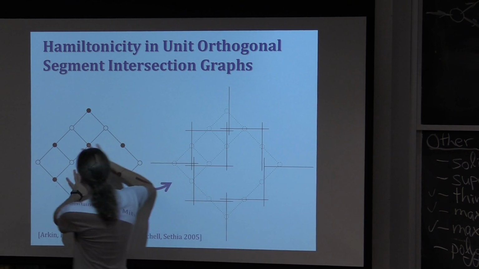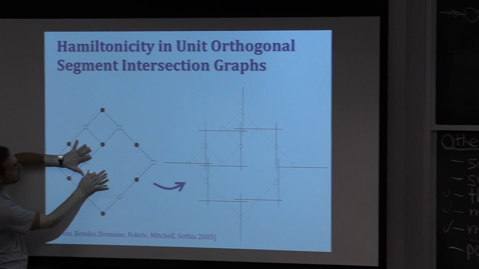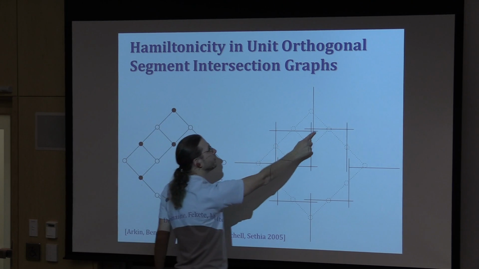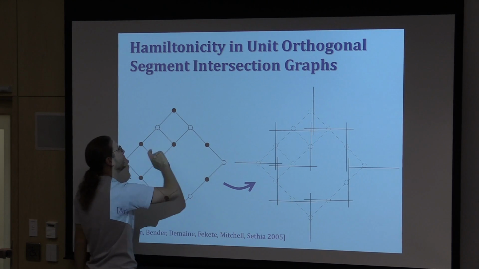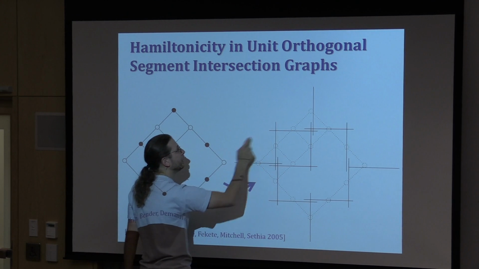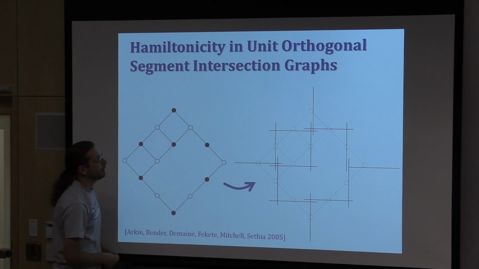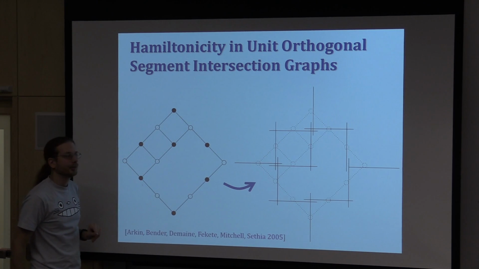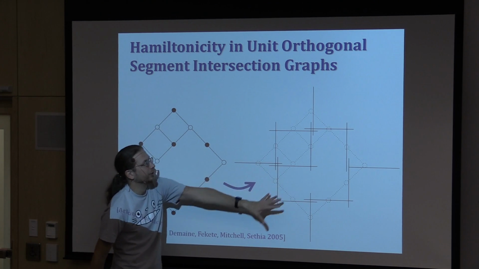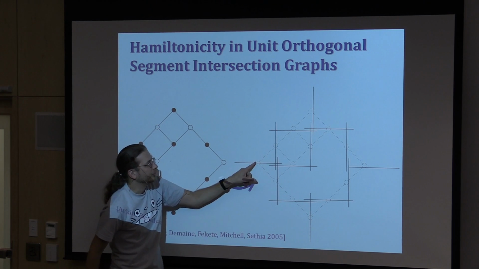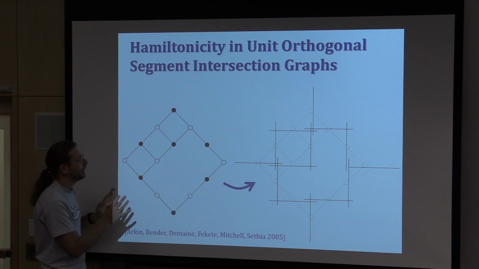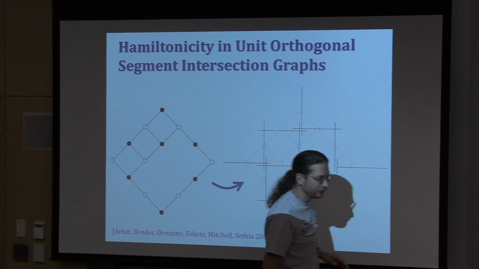Suppose you have a grid graph. You rotate it 45 degrees. You can represent each of these vertices as a vertical segment if they're black parity, or horizontal segment if they're white parity, such that segments intersect if and only if there's an edge joining. So these are unit orthogonal segments. This is called an intersection graph, where the vertices are the objects and the edges are whether things intersect. Okay, I need that. So Hamiltonicity in these graphs is hard.